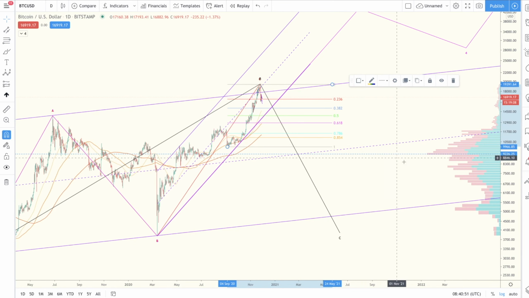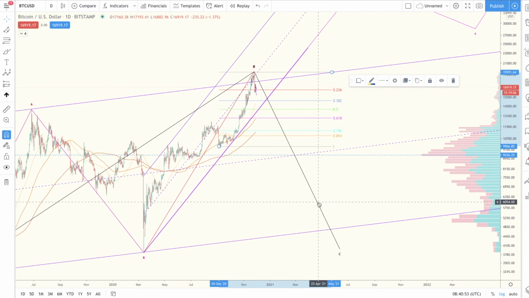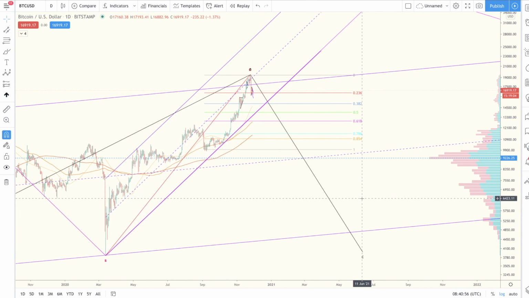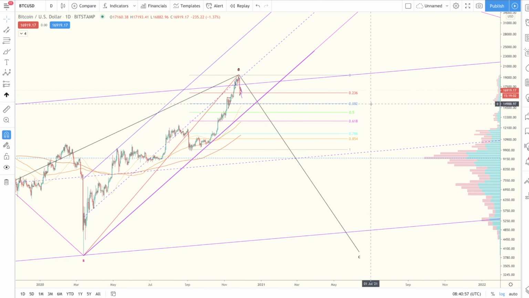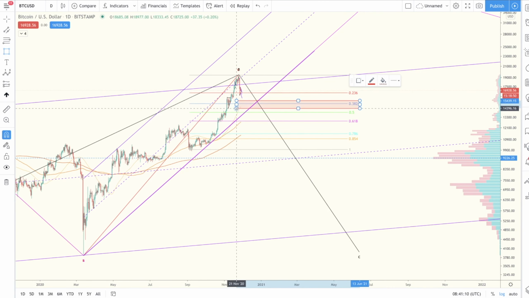Now, if we look at this correction right now, we can project where Bitcoin might come down to. And the most probable area for it to come down to is either this 382 area or the 0.618 area. So let me mark that out here. This would be the 382 area. And the second most probable area would be around this 0.618 area, or even a little bit lower to this high volume node.